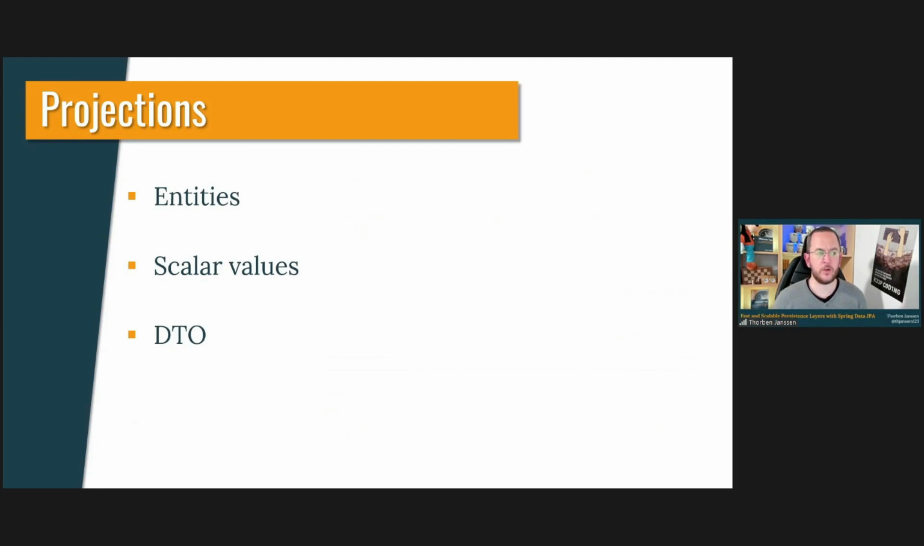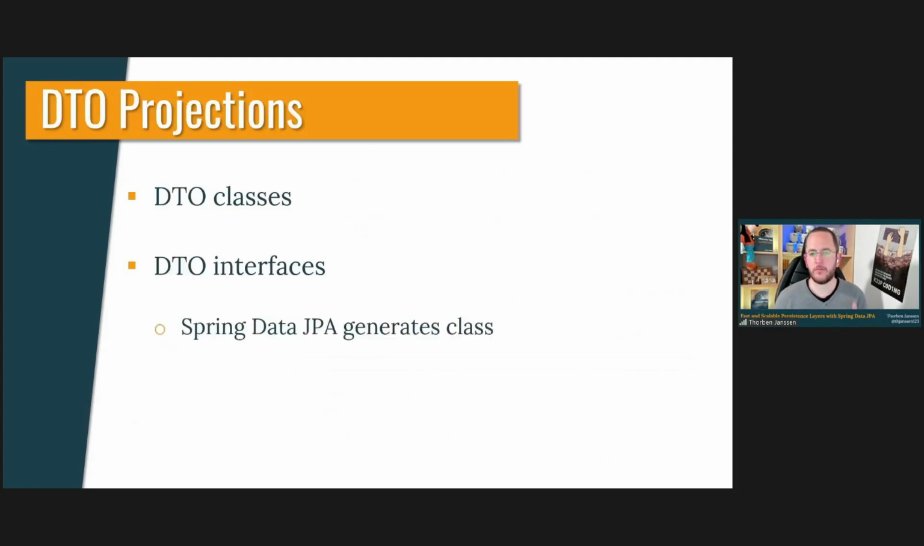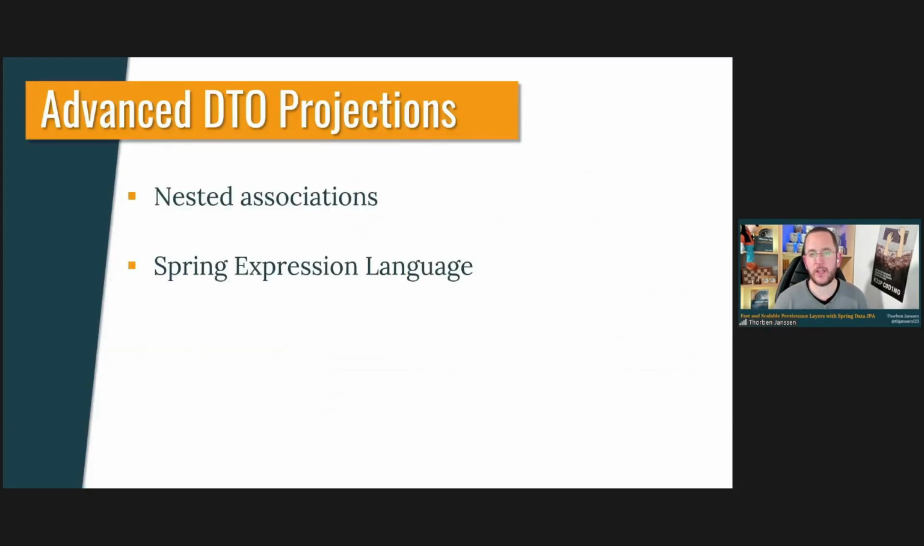There you don't have the management overhead of entities, and you can fine-tune your projection to the data that you actually need. And that means you select less data from the database and you store less data in local memory. When you do that, please be aware that DTO interfaces are the easier approach with Spring Data JPA, but that you shouldn't use these advanced DTO projections like nested associations and Spring expression language.